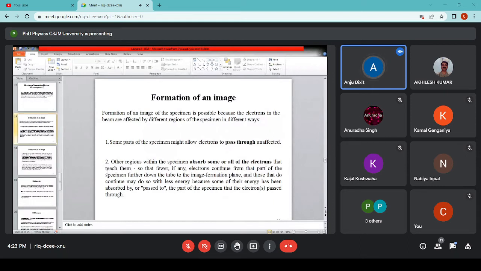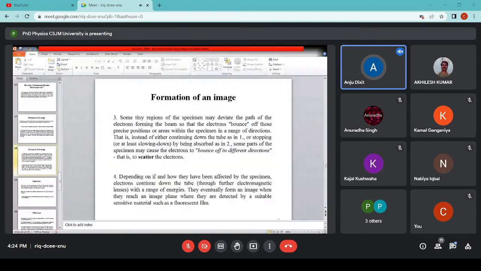That reach them so that fewer, if any, electrons continue from the part of the specimen further down the tube to the image formation plane, and those that do continue may do so with less energy because some of their energy has been absorbed by or passed to the part of the specimen that the electrons passed through. So anything can happen. Then third, some tiny regions of the specimen may deviate the path of the electrons forming the beam, so that electrons bounce off these precise positions or areas within the specimen in a range of directions. So this can happen also.